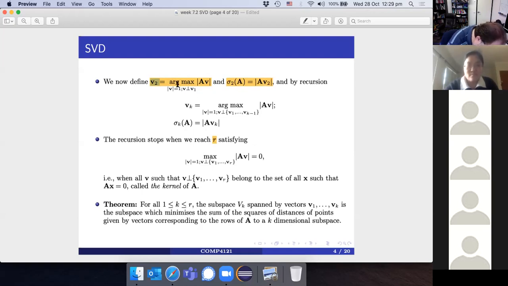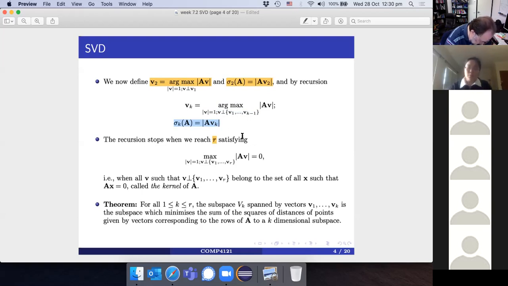And then recursively, you can get the kth singular value and the kth singular vector. For example, Vk is equal to the argmax of the length of AV, such that the length of V is 1 and V is orthogonal to all of the previous singular vectors from V1 to Vk minus 1. And we get the corresponding singular value.